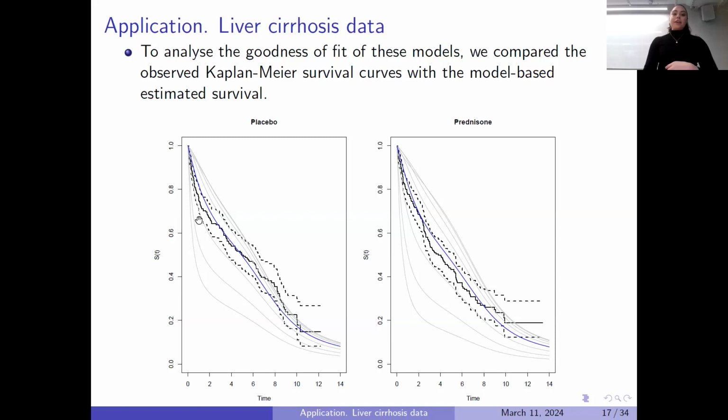So we have the blue curve that is plotted here. That would be the median of the model-based estimated survivals. And then we have the Kaplan-Meier curve and the confidence interval. And we can see that the model performs quite well. So we have the median falling within the 95% confidence intervals of the Kaplan-Meier curve.